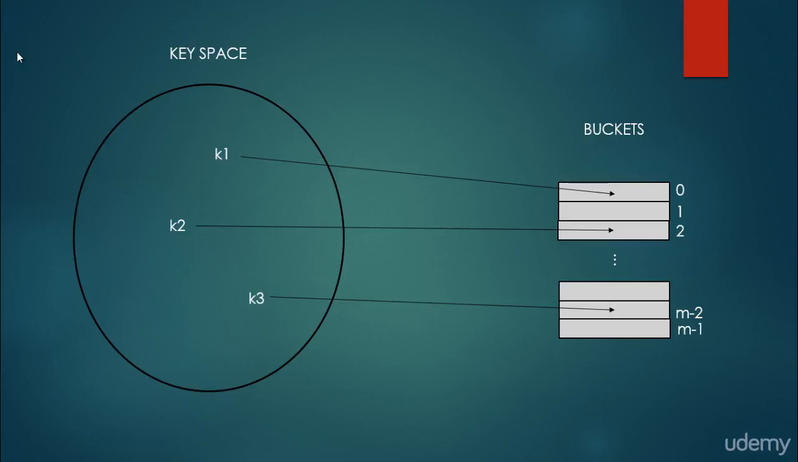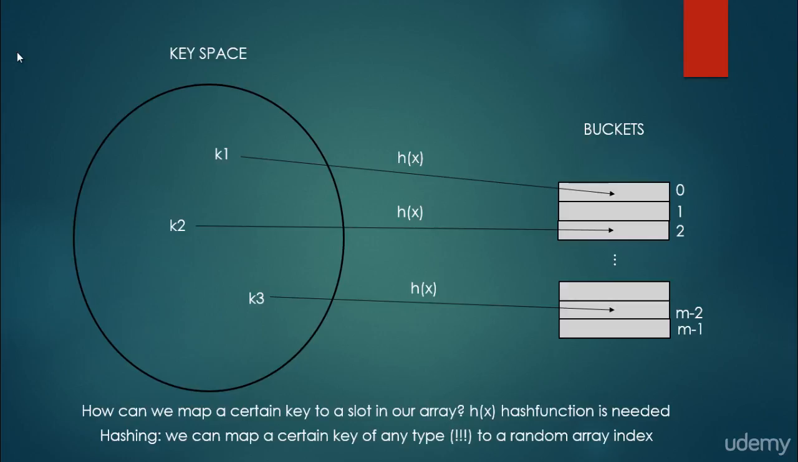Yeah, so that's the main point of hashing and hash tables. How can we map a certain key to a slot in our array? We can construct the hash function h(x), and this hash function is needed. With hashing, we can map a certain key of any type. It's very important that it is of any type, not just integers, but strings, given objects, a certain email address, whatever. And we can map a certain key of any type to a random array index in our buckets or array list, whatever.